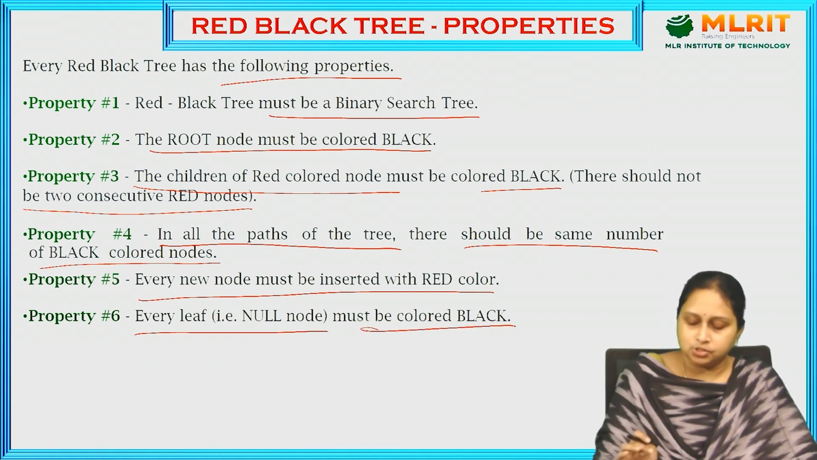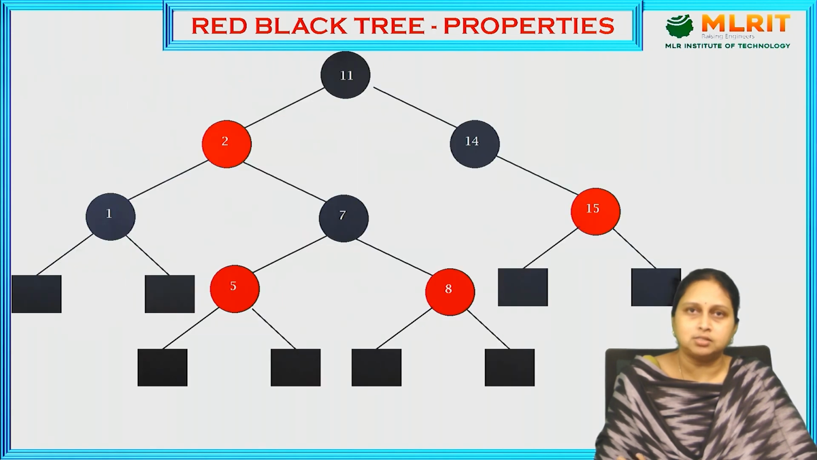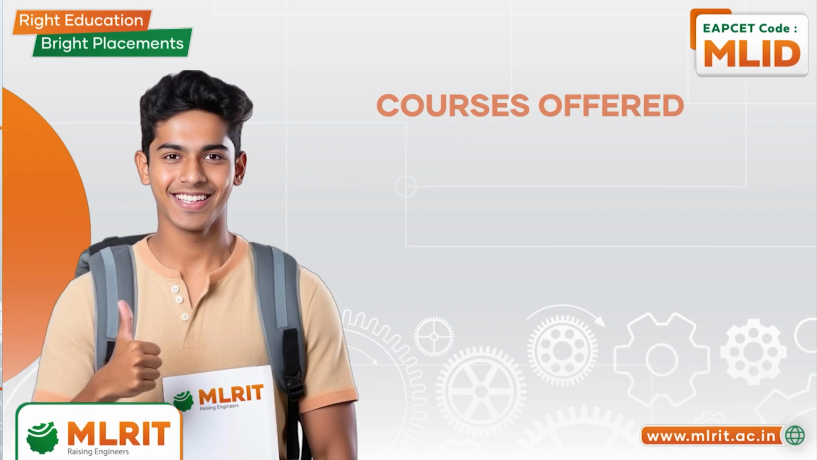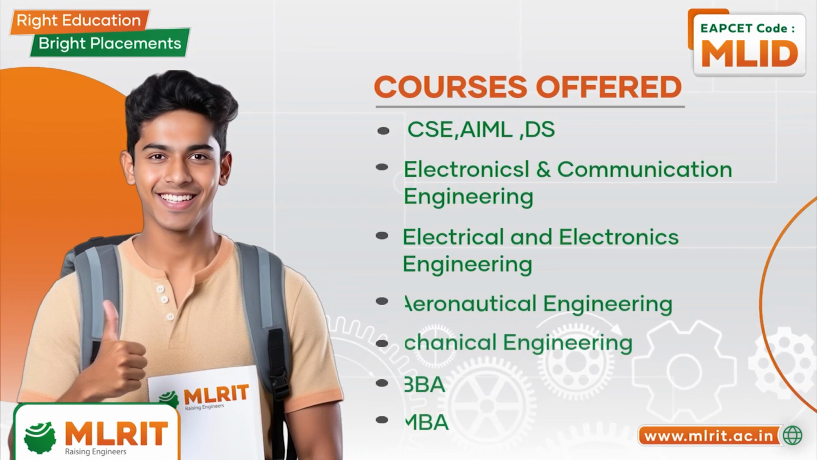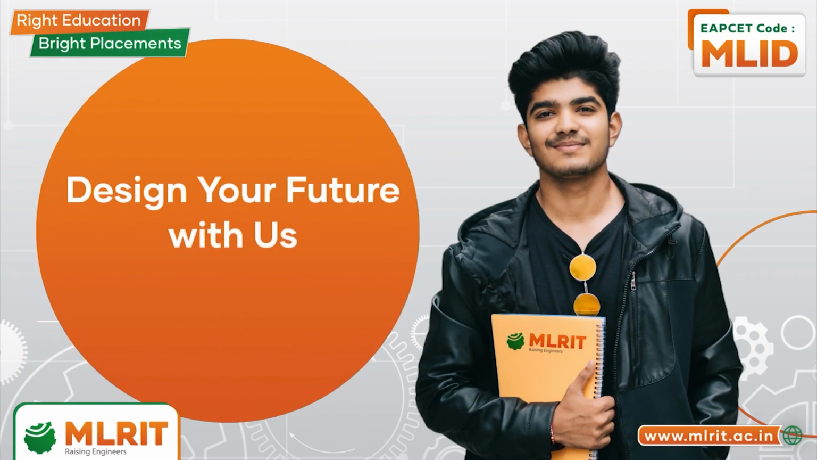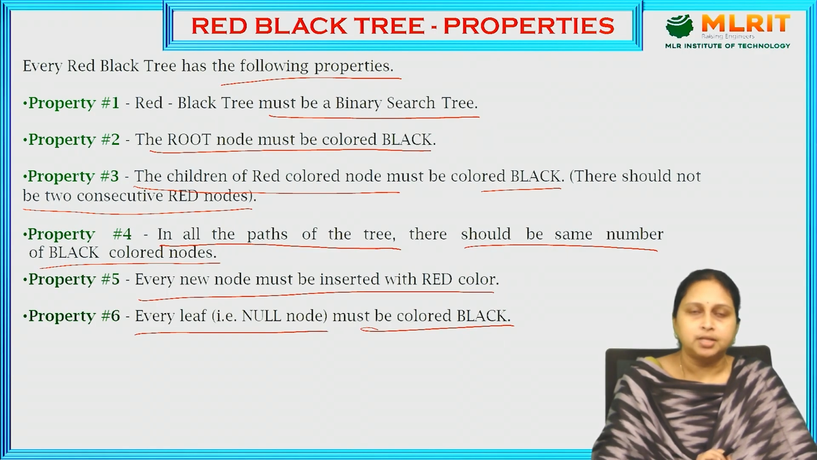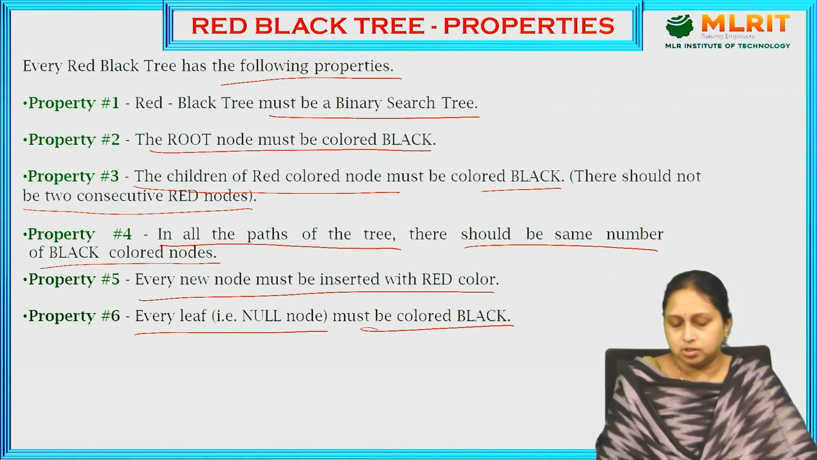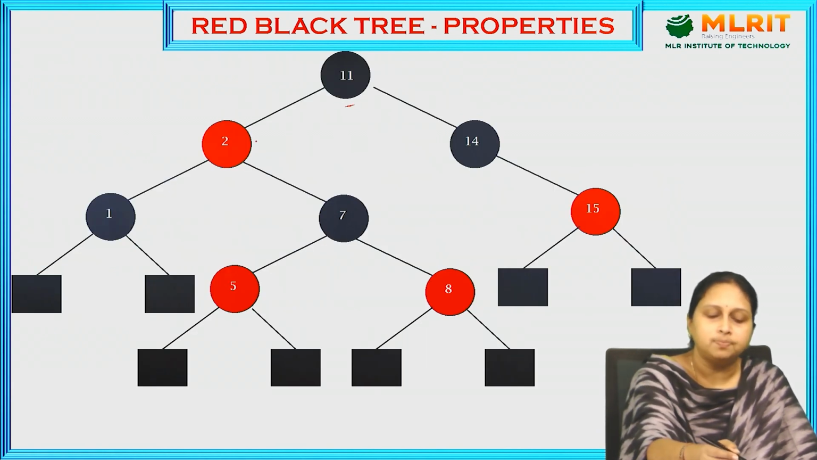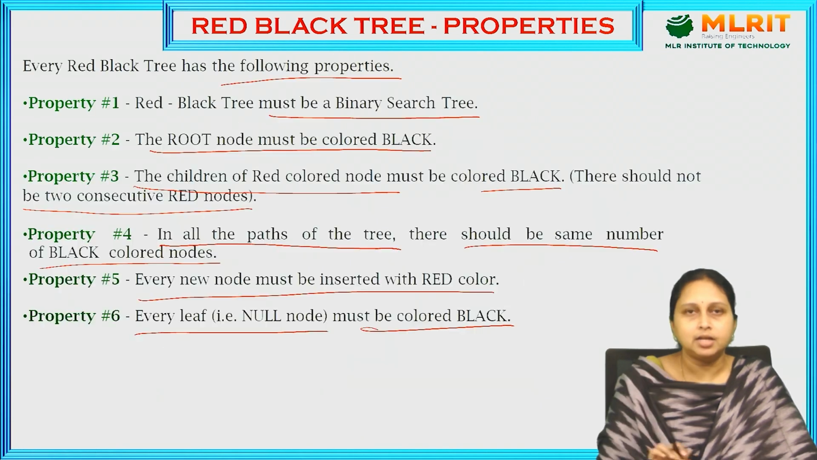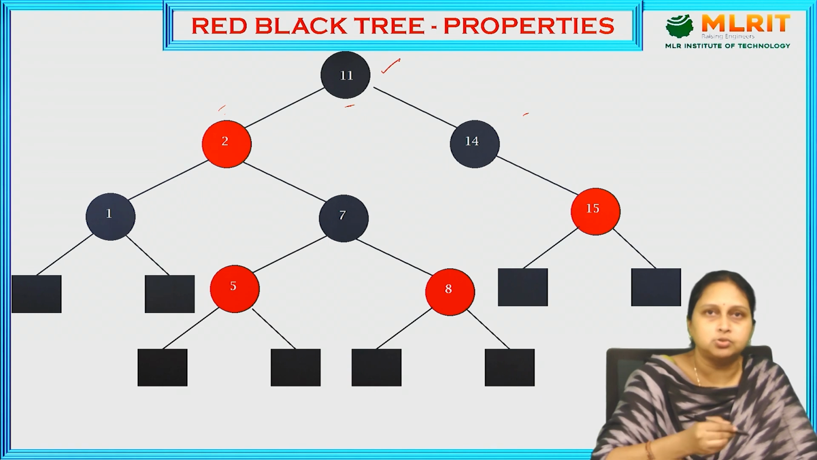For you to understand all these properties, let us see one example. What is the first property? The red-black tree must be a binary search tree. If you check with the root node, on the left hand side all the elements are lesser than 11, and on the right hand side all the elements are greater than 11. Next, what is the second one? The root node must always be colored black. Yes, here the root node is colored black.